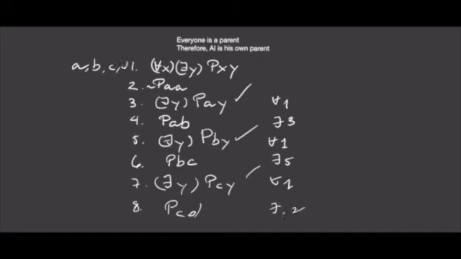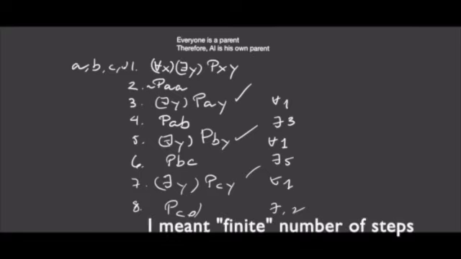But now we have a D, and we have to use a universal. And well, you know where this is going. We're never going to end. So this tree is never going to end in any finite number of steps.